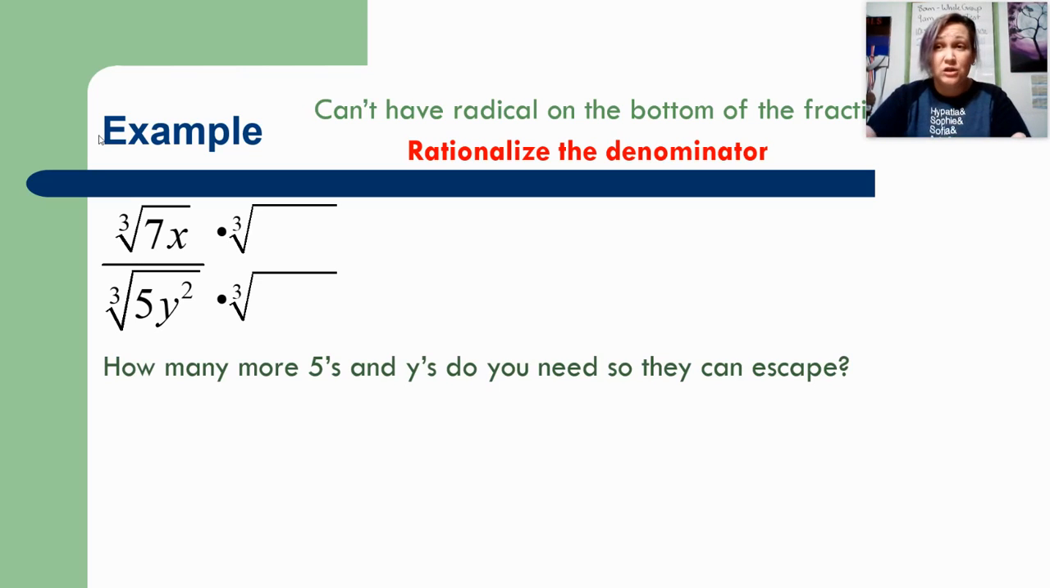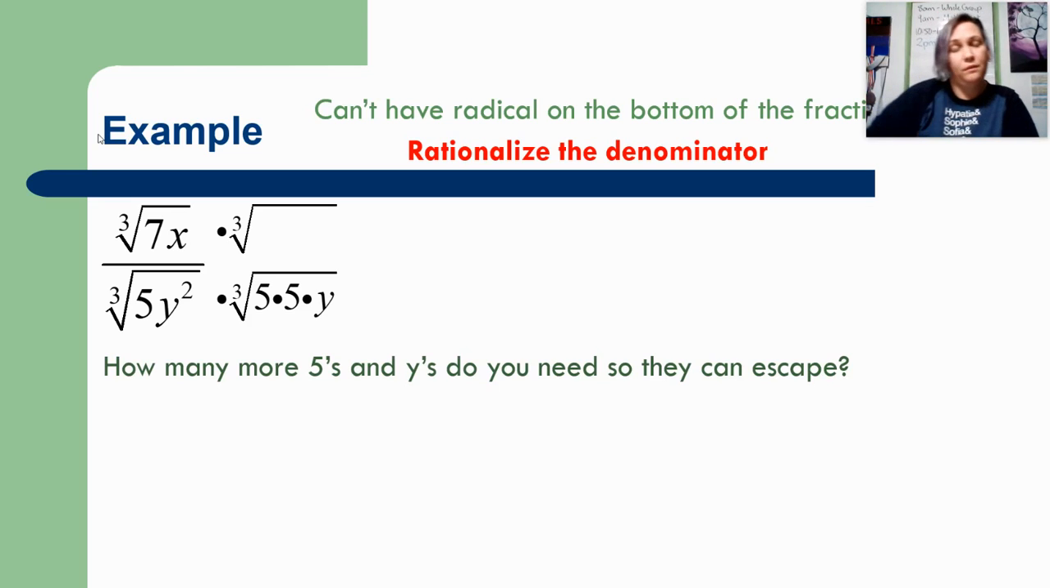Now, because this is a cube root, we need 3 of a kind for anything to get out. So right now I only have one number 5. If I want 3, I'm going to need 2 more. So let's multiply by 2 more number 5s. Then I have 3. For my y's, I have a y squared, which means technically I have 2 letter y's right now. And I need 3 for him to get out. So let's throw another one in there. Now I've got 3 letter y's.